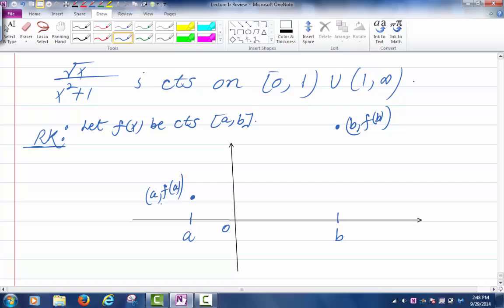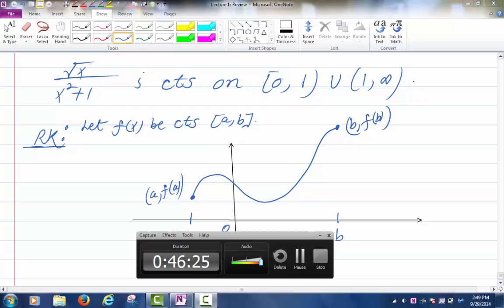So if the function f is continuous on this interval from a to b, graphically what it means is that I can trace the graph of f from this point to the other point without lifting my pencil. I can trace the graph of f from a to b without lifting my pencil. That's what it means to say that f is continuous on that interval, graphically. Okay, I'll stop here. I still have one more topic to go over.